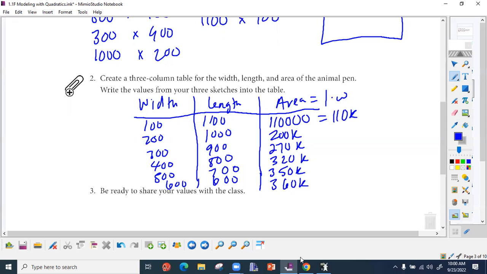We come up with a conclusion. Looking at this chart, could we tell her what the best dimensions would be to get her maximum area? Her best dimension would be 600 by 600. Why? She wants the most amount of area for her animals to roam in.